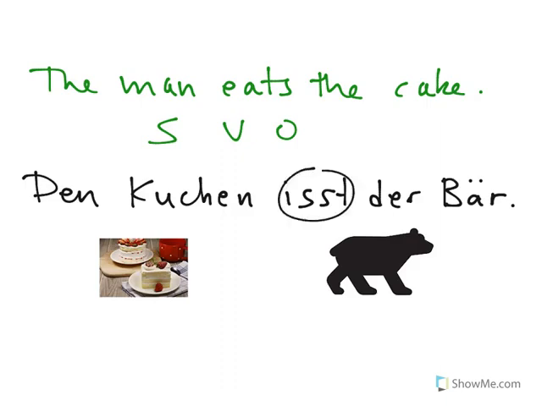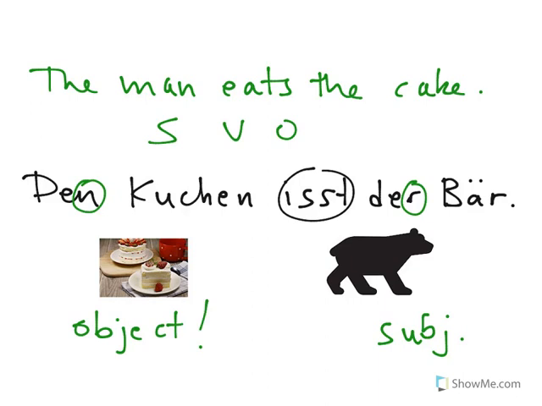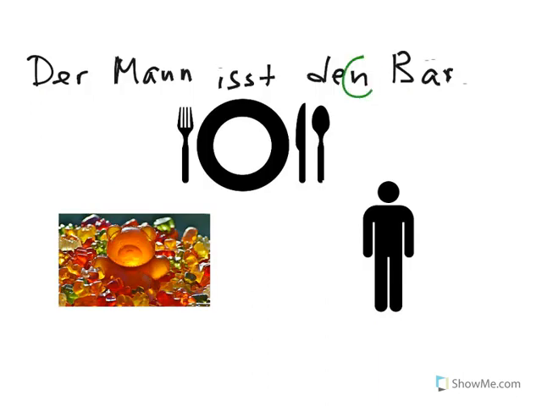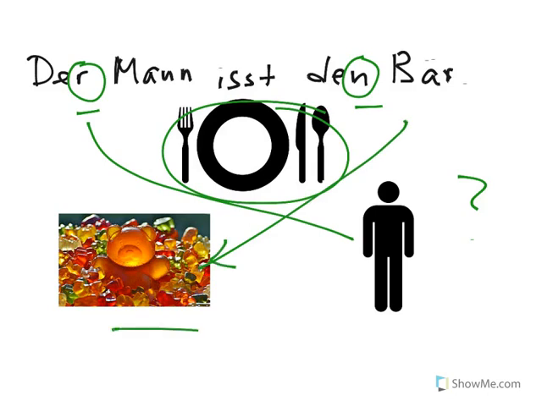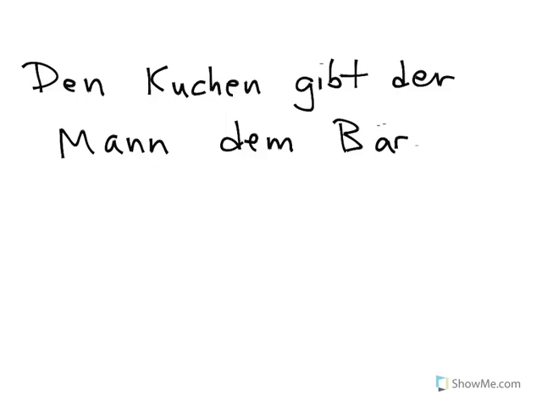Den Kuchen isst der Bär. Who or what is doing the eating here? Is it the bear or is it the cake? Look carefully at those endings to determine which is the subject and which is the object. Der Mann isst den Bär. Who's doing the eating and who is being eaten? Who is the subject and who is the object here? Remember to pay careful attention to those article endings to figure out who is the subject and who is the object. Here, the man eats the bear. Thankfully this time, it's just a gummy bear.